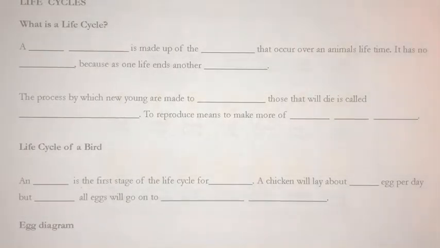Alright, fifth grade. Today we're going to learn about life cycles. So we're going to be talking about several different life cycles. We'll do bird, we'll do an amphibian, a couple of insects, both complete and incomplete metamorphosis, and then we'll talk a little bit about mammals as well. So what is a life cycle?